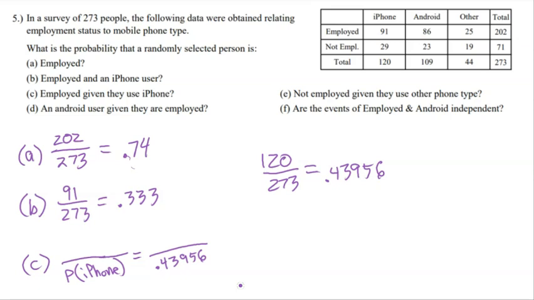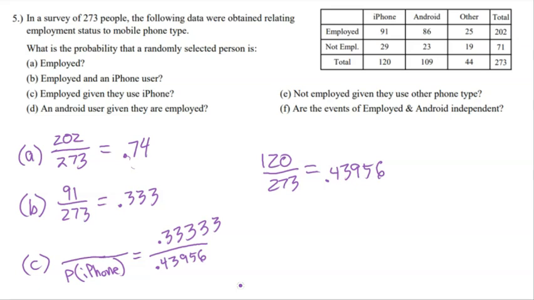Now, in the numerator, we're going to put all of the people that are employed and using an iPhone. Okay? And we already saw that up here. That was 91. All the people employed using an iPhone is 91. And so that was 91 out of 273, so that's 0.333. So we're going to put 0.333, and really it's a couple more threes, okay?